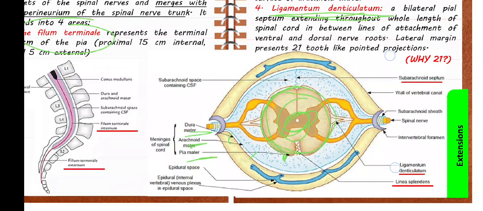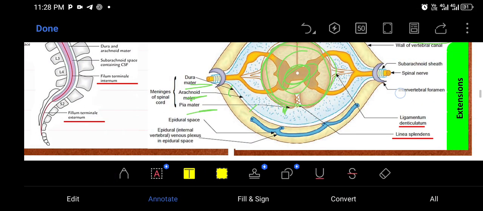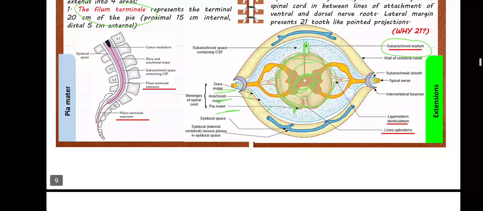This picture here is showing the layer dura mater, the arachnoid I've explained before, and the pia mater. Also looking at it, you can find the subarachnoid septum, up here. This is the ligamentum denticulatum, and the linea splendens is also there. Look at them extending, the ones underlined with red line: the subarachnoid septum, the ligamentum denticulatum, the linea splendens. So these are the 4 areas that the pia extends into.